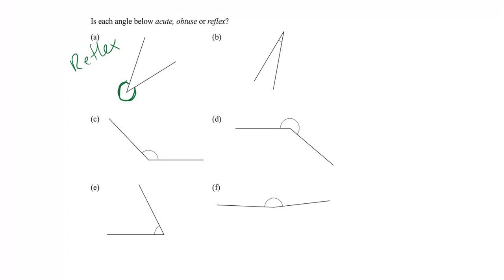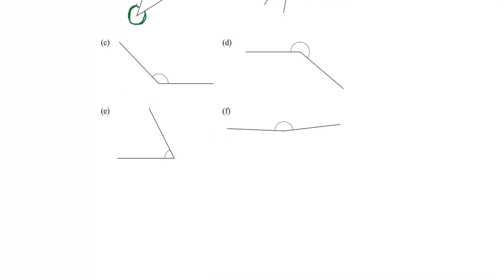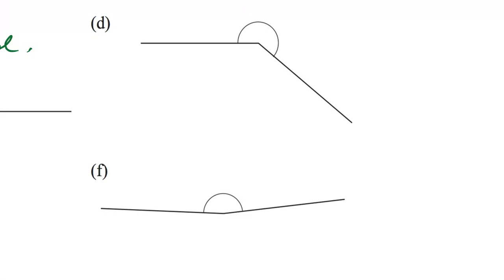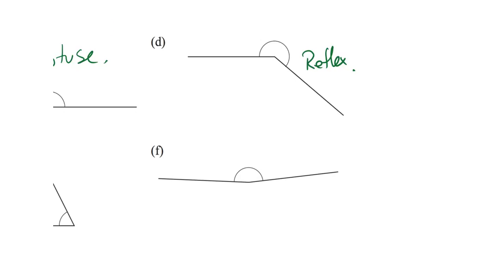B is certainly smaller than a quarter turn, so this means it's between 0 and 90, so this is an acute angle. C, well, it's going to be bigger than a quarter turn, but it's not quite as big as a half turn. So this falls somewhere between 90 and 180. So this angle is obtuse. In part D, we have an angle which is past that half turn. It's bigger than 180 degrees, which means that it is a reflex angle.